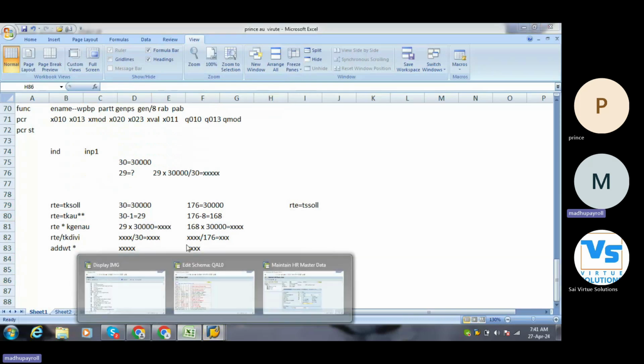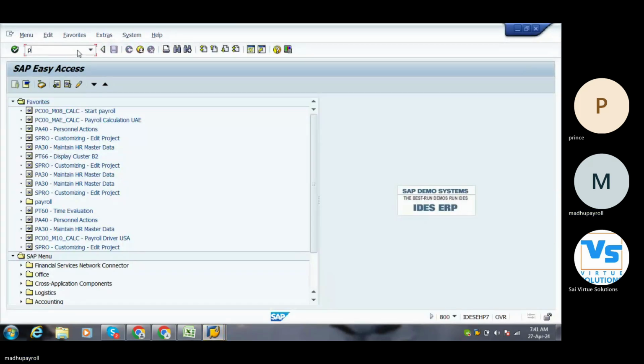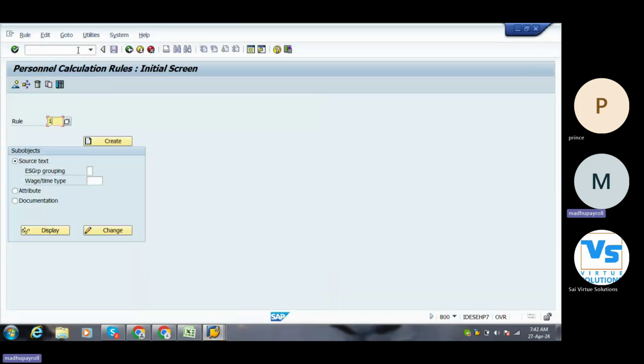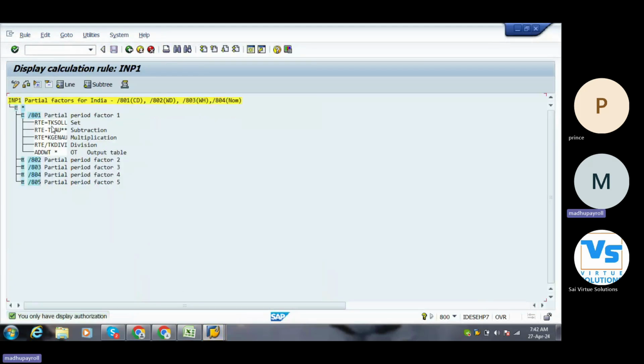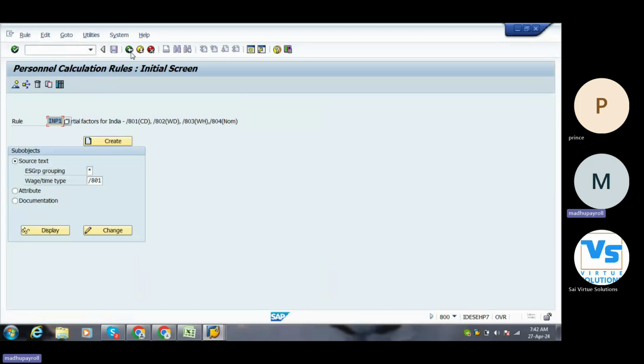Where is it? Here, INP1 PCR. You can see this is whatever logic I have. This is the calendar days. Working days is also there. This is working days. This is working hours. Now this is in the Australian payroll. First, QPPF is there.